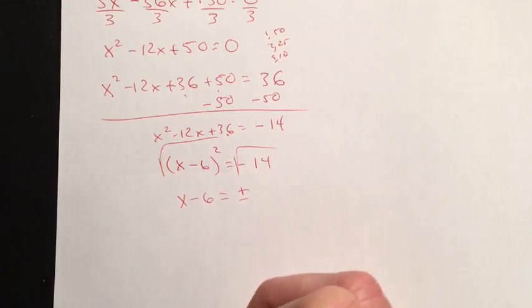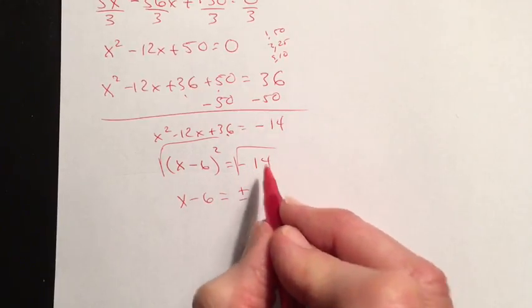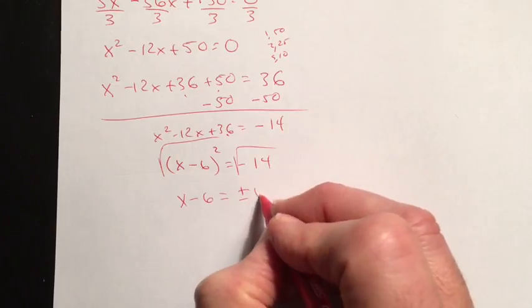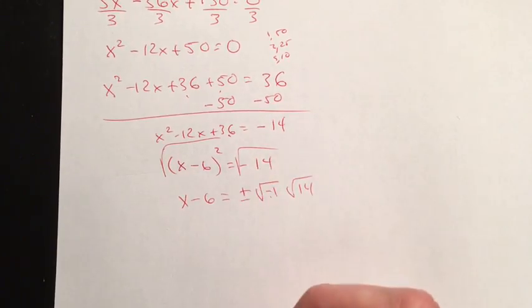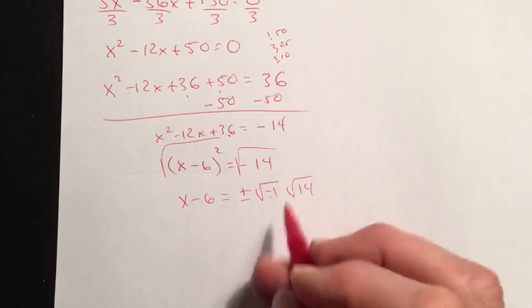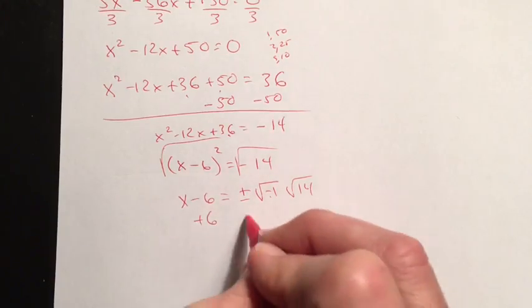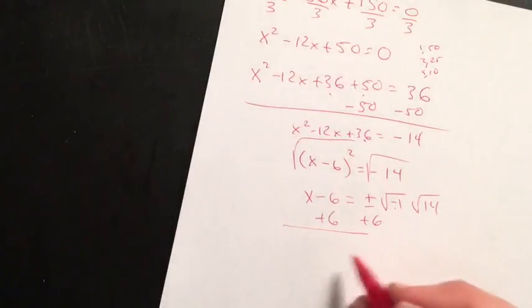plus and minus. Now this is negative 1 times 14, so I'm going to show you these little steps here. Square root of negative 1, square root of 14. Those get you the negative 14 in the radical. I'm going to move the 6 over by addition: add 6, and add 6.